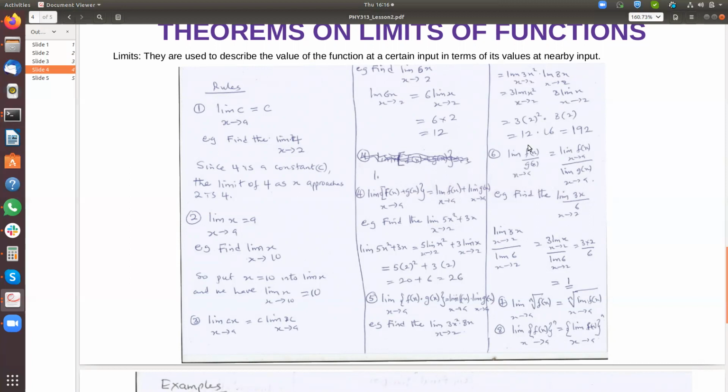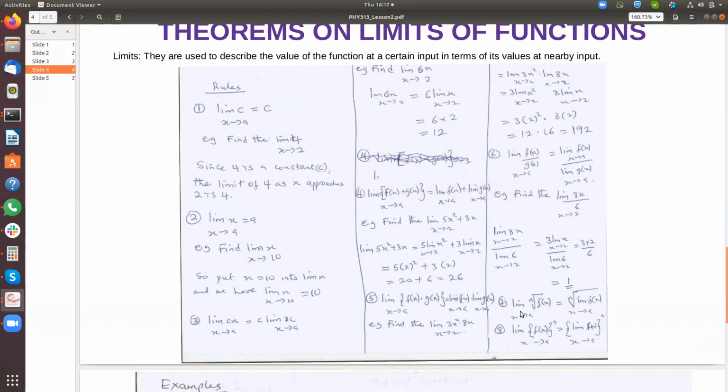So the same thing with f of s over g of s as s tends to a. The limit of this, a good example is 3s over 6, as s tends to 2. You can write it as a limit of this over a constant. So 3 times 2, because wherever you see s, you put 2, and the constant is 6, so the answer is 1.